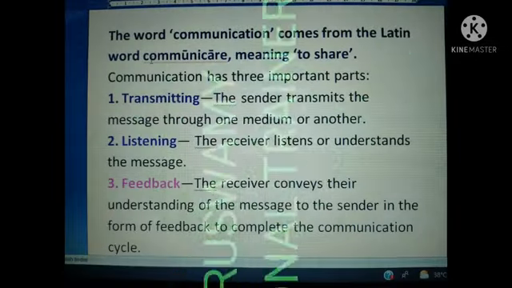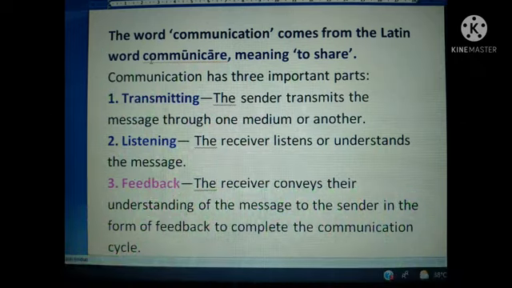Today our topic is communication skills. The word communication comes from the Latin word communicare, meaning to share. Then let us go to the importance of communication.